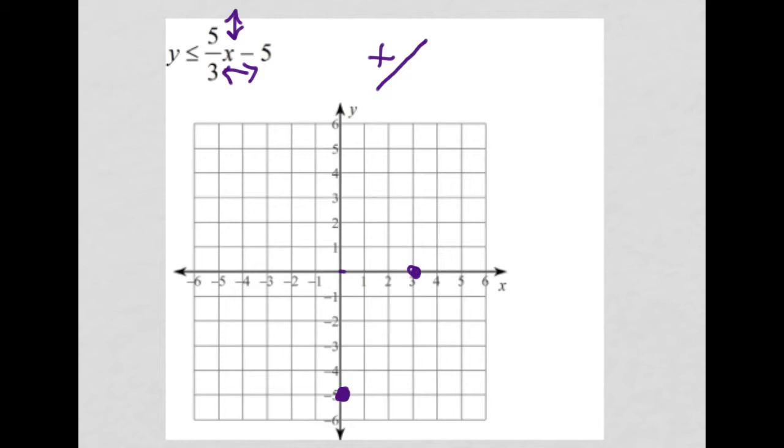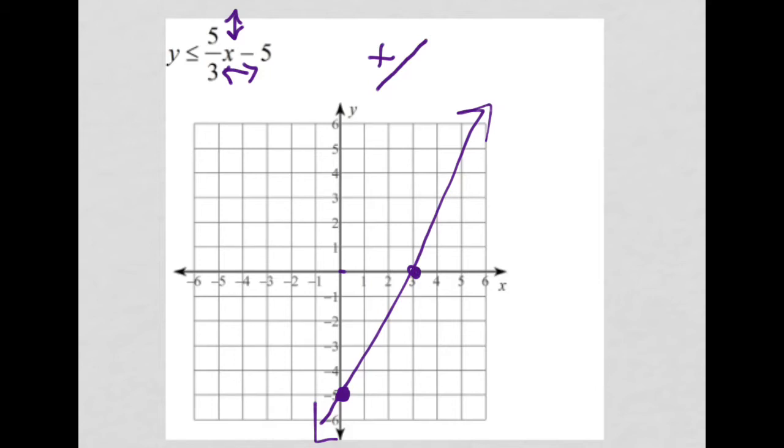Next thing I look at before I draw my line is my inequality sign. See that little line underneath the alligator symbol? That means that it is a less than or equal to, which means our line is a solid line. If it did not have the little line under the inequality, it would have been a dashed line.